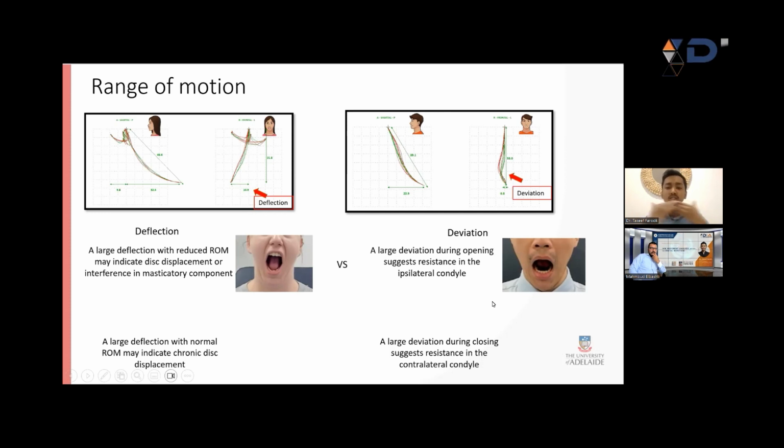the jaw deviates to one side during opening or closing, but returns to center point at maximum opening, which might suggest a resistance on the ipsilateral condyle. And if it is during opening, it's for ipsilateral condylar displacement, or if it is resistance during closing, it might indicate a contralateral condyle involvement. So it's quite important, but this is the first step of the way.